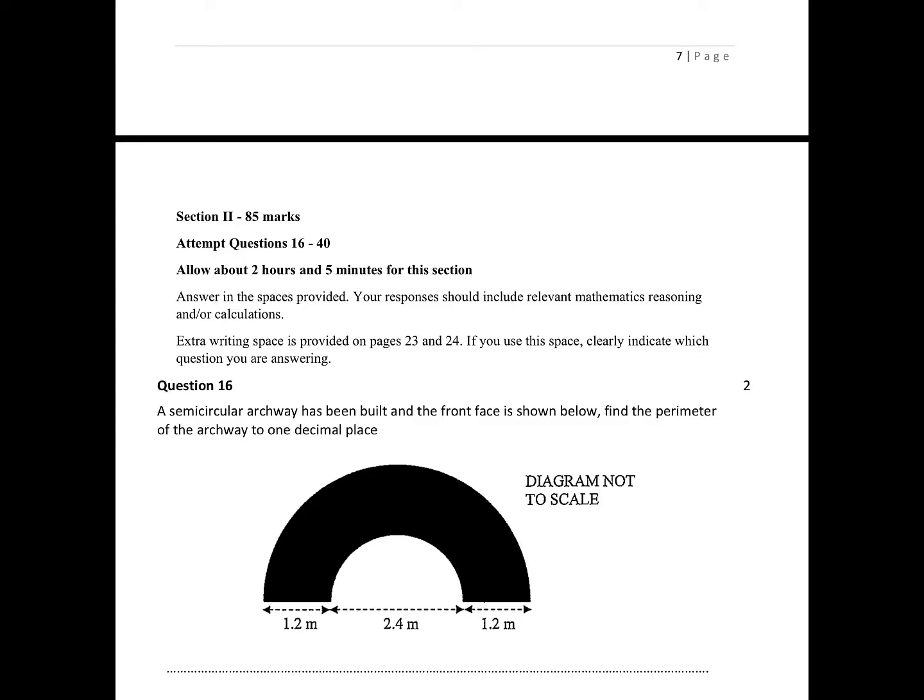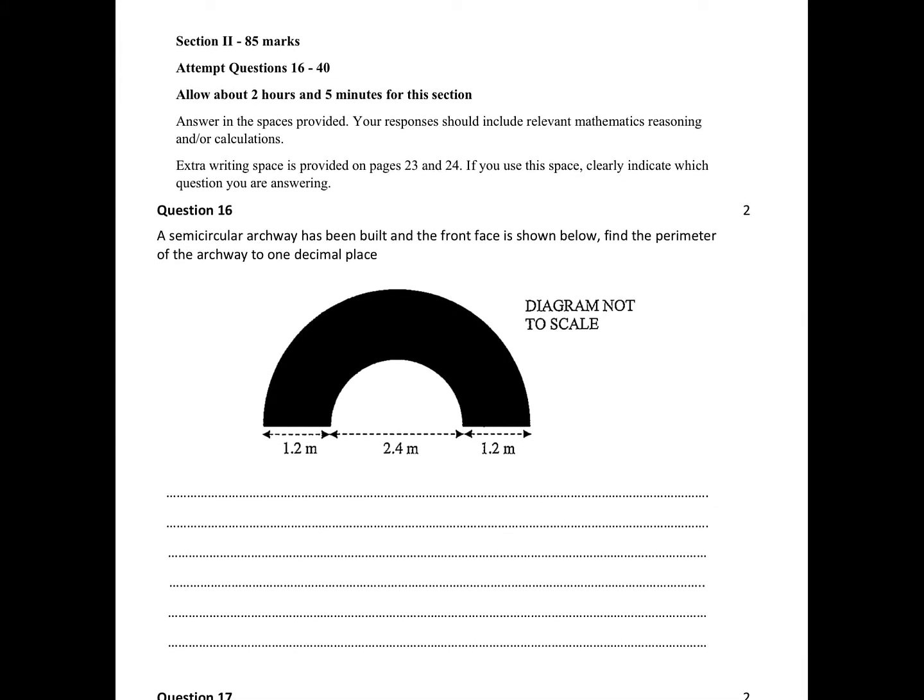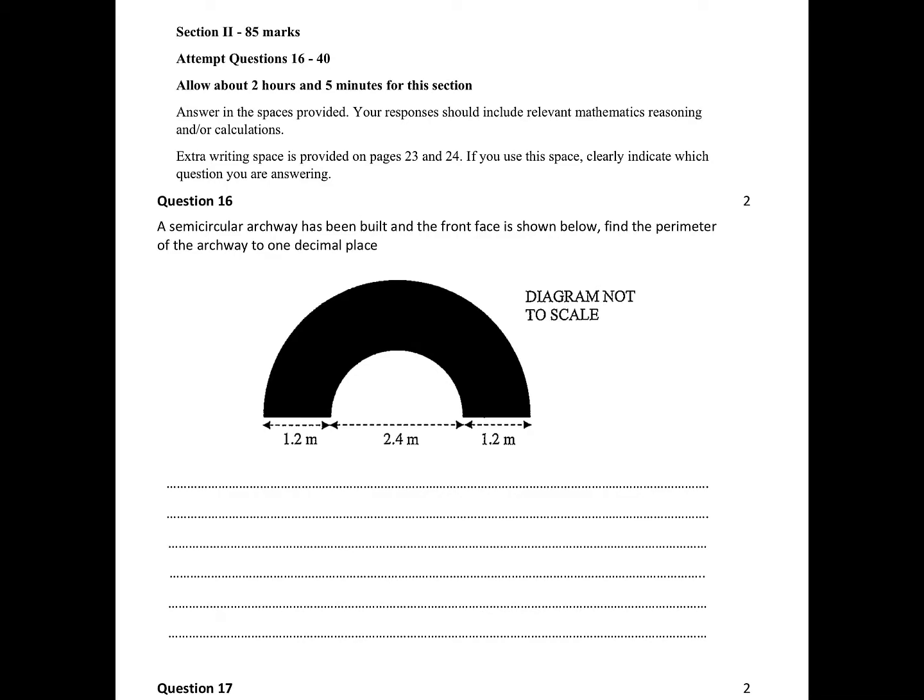Alright guys, so on to section 2, the short answer part. Question 16, a semicircular archway has been built and the front face is shown below. Find the perimeter of the archway to 1 decimal place.